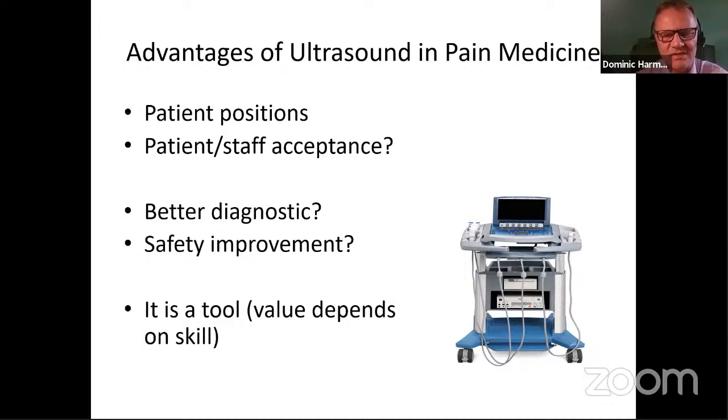And again, you're back down to this multi-source of pain. Safety, I suppose definitely you're talking about the radiation there. You're also talking about the likes of intravascular injection. But again, at the end of the day, it's a tool. So it has all these benefits, but you'd have to have the skill and training to provide these benefits of the use of ultrasound in pain medicine.